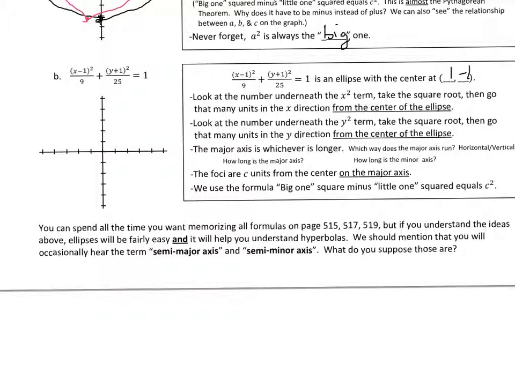Now, look at the number under the x squared term. Take the square root, then go that many units in the x direction from the center of the ellipse, not from the origin, because the center's not the origin. You always go from the center. And then the same thing in the y direction. So let's go ahead and do that now, and then we'll answer the rest of this. Let's plot our center at 1, -1.